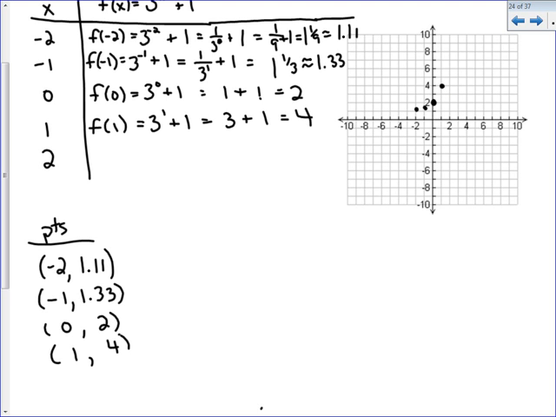And then last, for 2, we're just going to substitute 2 in. So it's 3 squared plus 1, which gives me 9 plus 1. It's just barely going to fit on this grid. 10. So my point is 2, 10. So I'm over 2 and up 10.